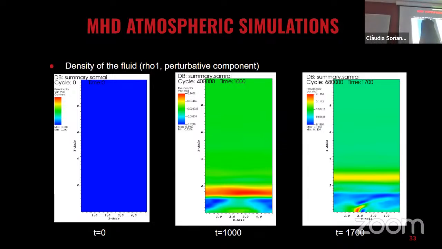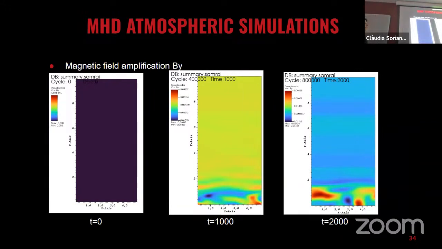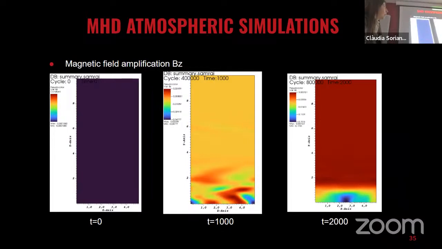We can observe in the physical region that there is a change in the density, so perturbations are created there. This is one of the first things that we have checked so far. We also checked that there is an increase of the magnetic field. At the beginning, we don't have any BY magnetic field, but as time passes we can see an increase of the magnetic field, basically where there are all these perturbations, both in the BY and BZ.